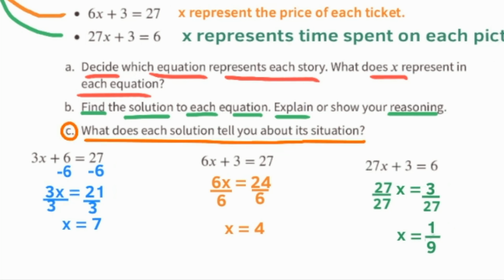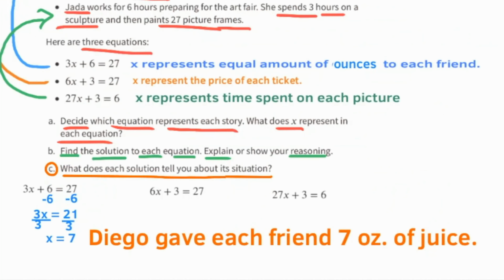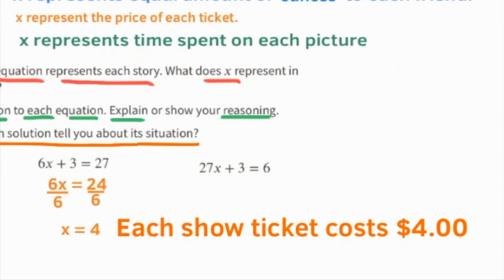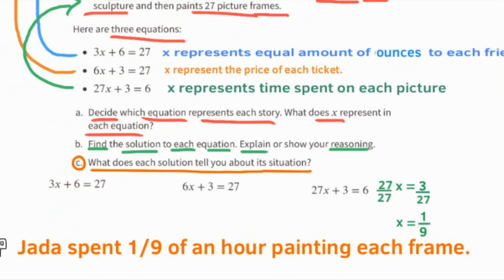C. What does each solution tell you about its situation? Well, the first one tells me that Diego gave each friend 7 ounces of juice. The second one tells me that each show ticket costs $4. And the third one tells me that Jada spent 1/9 of an hour painting each frame.